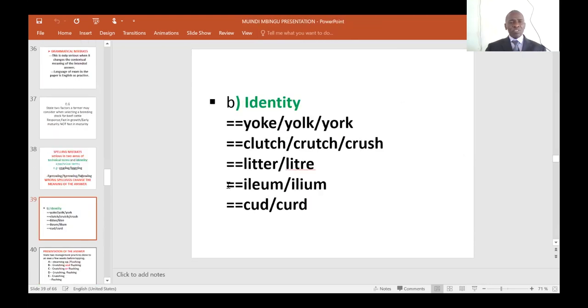Let us now talk about answers requiring identity. Perhaps you are given an illustration of an egg. Then you are asked to name a part labeled B, which happens to be the yolk. Which one is it? Is it the first, the second, or the third?